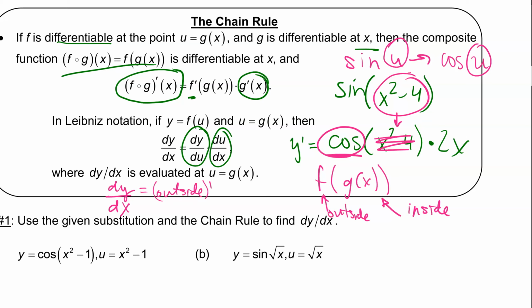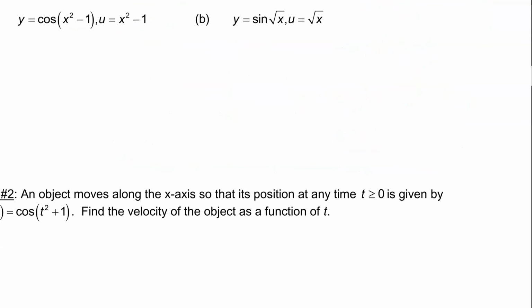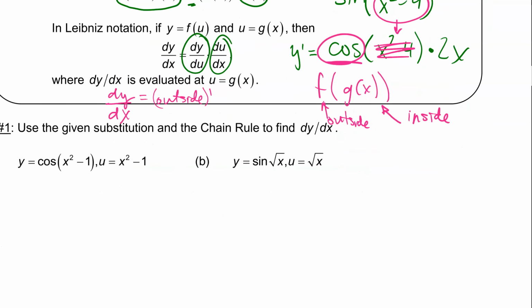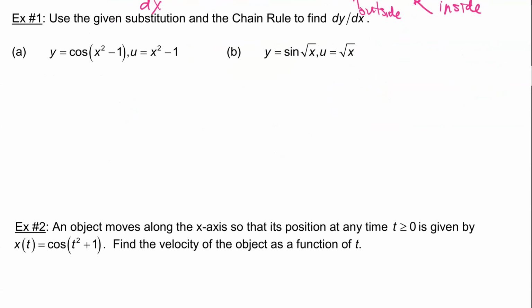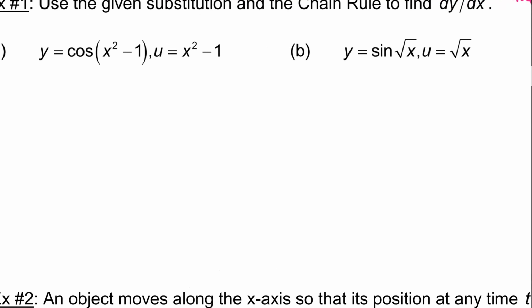But the issue is I have a function inside a function. I think a couple more examples would help. My final answer is 2x times cosine of x squared minus 4. That's the derivative. Alright, so use the substitution and chain rule to find dy dx.